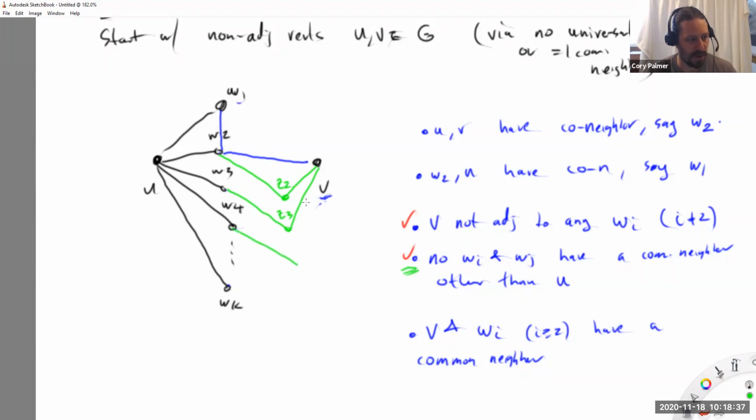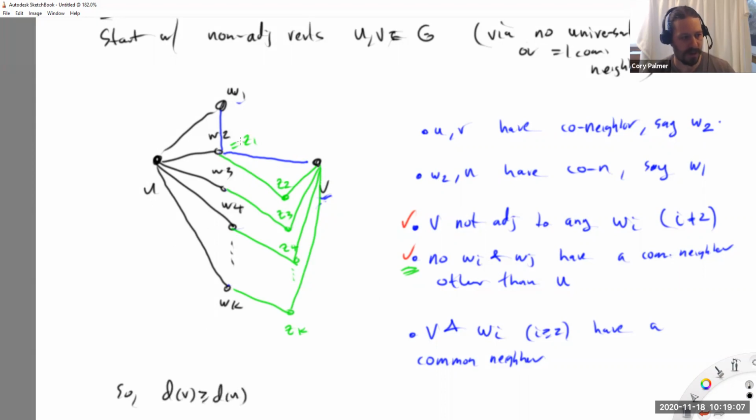So then I can keep arguing like this: Z4, and then V has a neighbor down here, ZK. We can pretend this W2 equals Z1, if you just want to give a name to the neighbors. And then I found K neighbors of V. What does this then prove? So the degree of V is greater than or equal to the degree of U. I found K of them, and there were K adjacent to U.